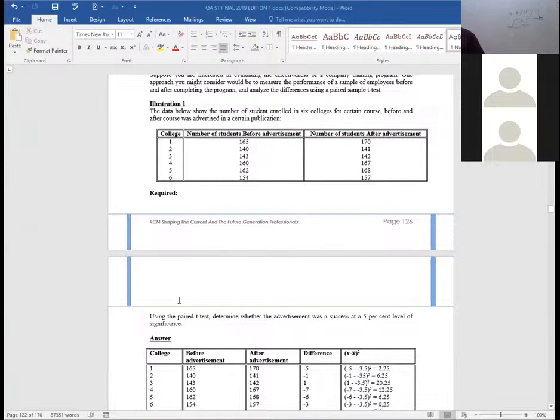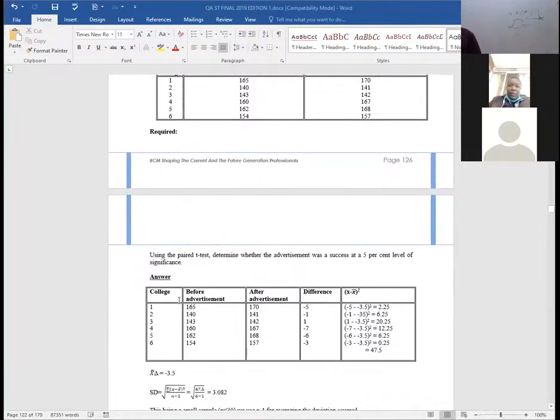Ladies and gentlemen, the first thing that you need to do in any paired t-test, we have these pairs. These are the colleges. We have the students before, and then the other pair talks about students in these colleges after advertisement. The first thing that you do in any paired t-test is to subtract the two, so that we see whether there is any difference or not. So you take in this case 165 minus 170. Please give me these differences.